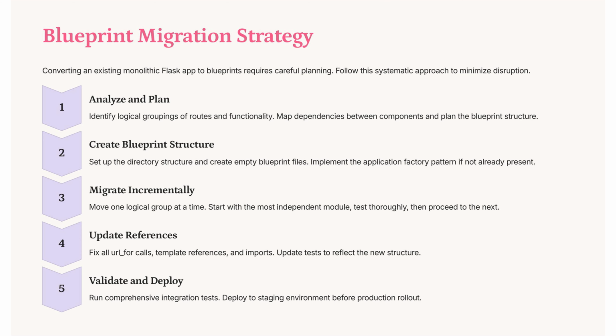Converting a monolithic Flask app to blueprints involves analyzing logical groupings and dependencies. Establish a directory structure, create blueprint files, and use the application factory pattern. Migrate modules incrementally, starting with independent ones. Update references like url_for and imports, conduct integration tests, and deploy to staging before production.